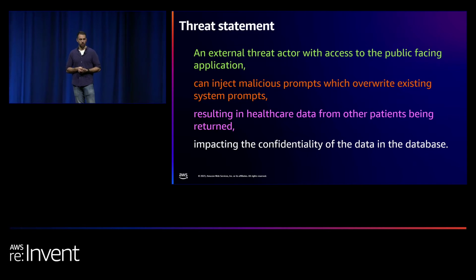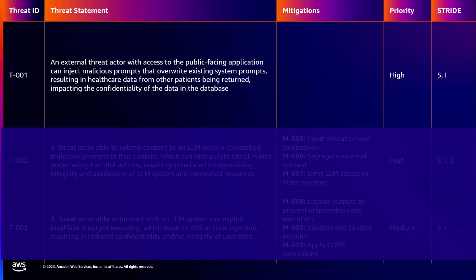So we've got our first threat statement. We can add that to our table. Now you'll see on the right-hand side, we've got a STRIDE column. This is really how we start to categorize this threat. So we're going to categorize this as a spoofing threat as well as information disclosure.